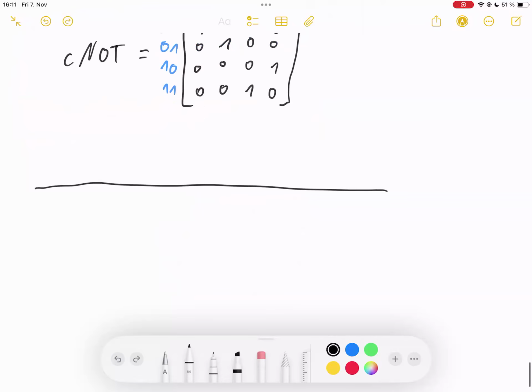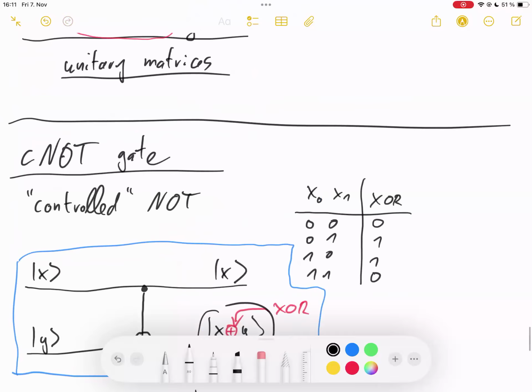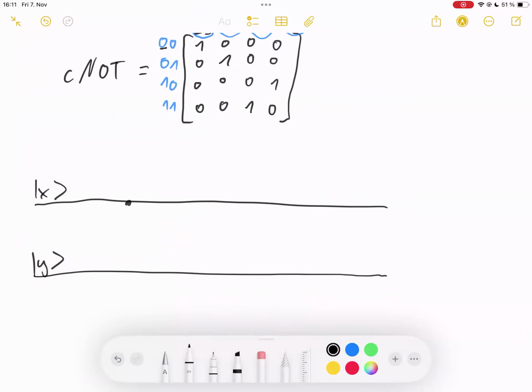I'll build a more complex circuit. So I have my X and Y as from before. And I put my first CNOT here as before. And we saw X does not change. And the output would be, let me write the output in blue maybe, X, X XOR Y. It's what we just did.